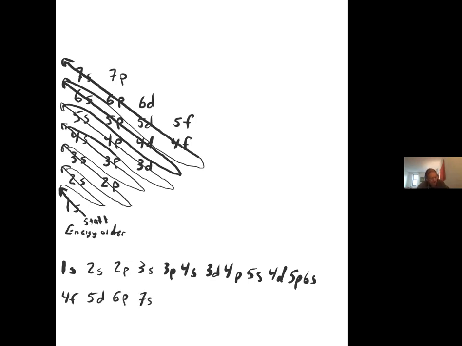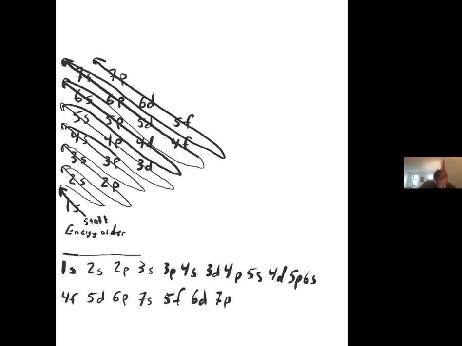And if you want to even go further, you can, again, tail it back and go this way. So 5F, 6D, 7P. And so that's the order of energies. So you're at your lowest energy here, and then you're increasing energy in this direction. Notice I drew it horizontally instead of vertically. Sometimes you'll see it horizontally, sometimes vertically. So this is increasing energy.